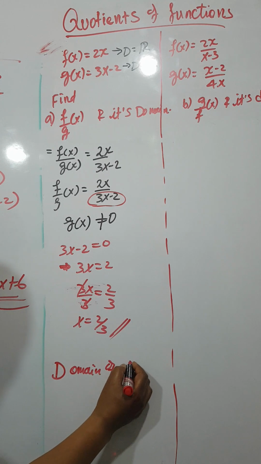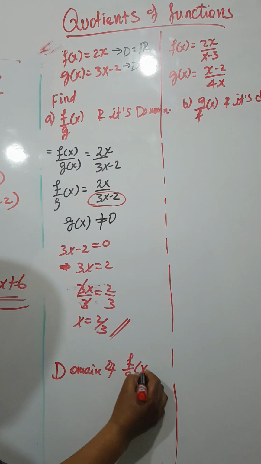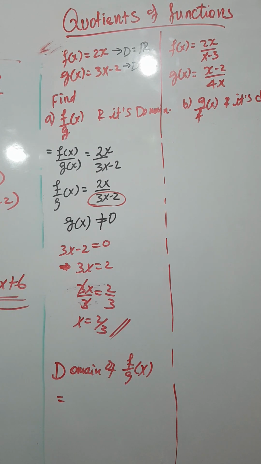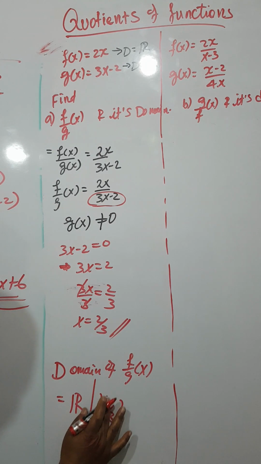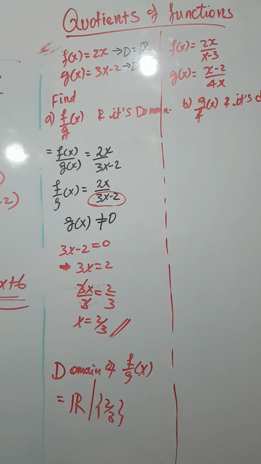Of f over g of x is equal to the set of real numbers except the set holding 2 over 3, or except the number 2 over 3. That is our domain: the set of real numbers except the number 2 over 3.